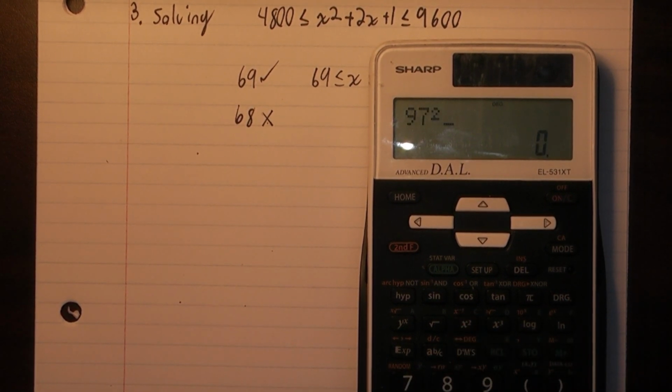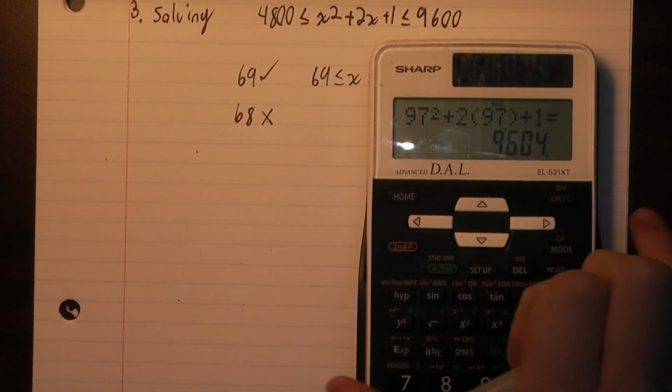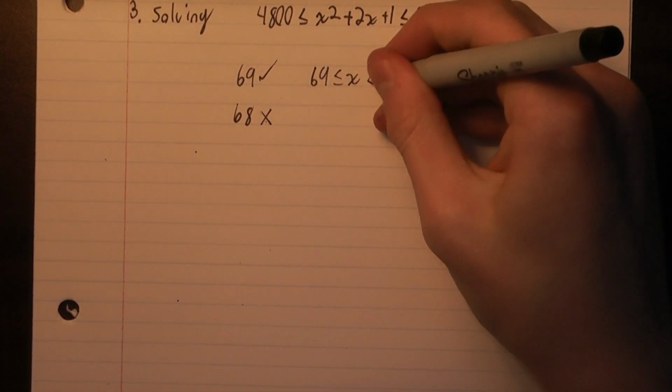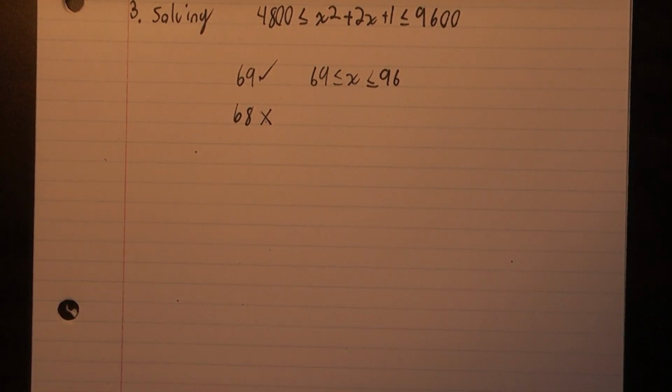97 squared plus 2 times 97 plus 1. It barely does not work. So the largest possible value of x is 96. Since x is an integer, it can be 69, 70, 71, 72, all the way up to 96.